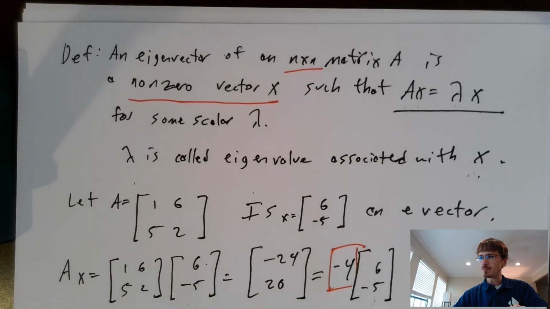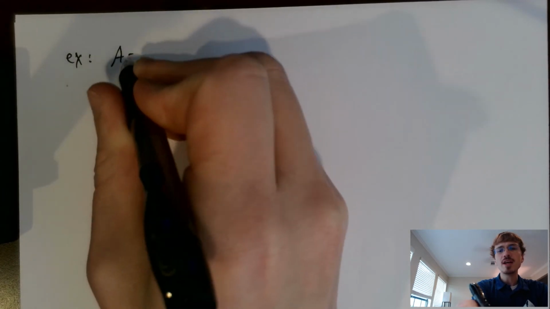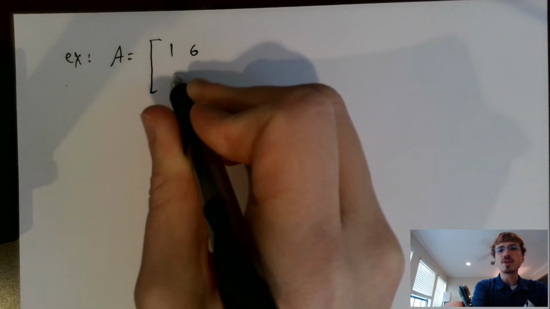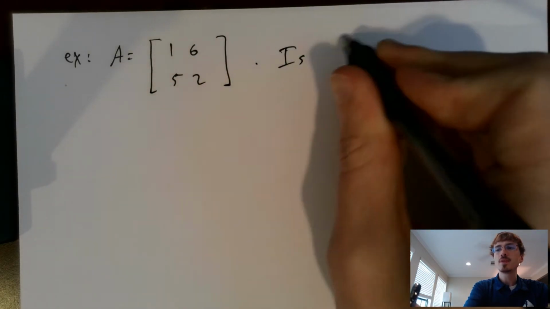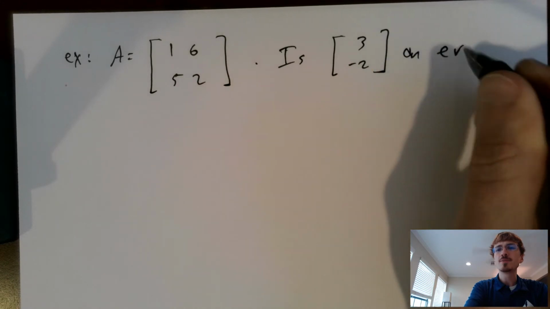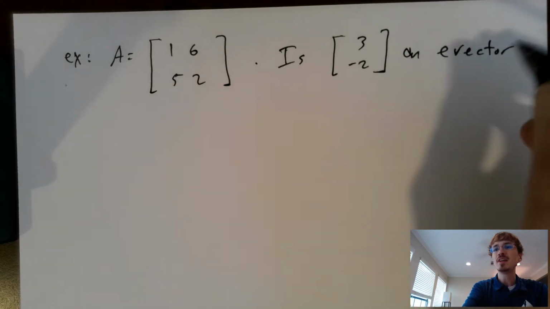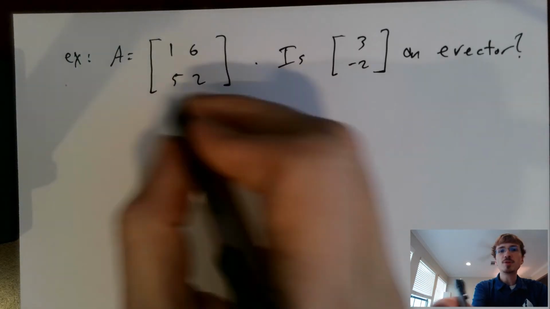Let's do another example. Suppose we have our favorite matrix A equals 1, 6, 5, 2. We'll be really creative here. Let's ask another question. Is the vector 3, negative 2 an eigenvector? Remember, e-vector just means eigenvector. Pause the video and see if you can do this yourself. Well, let's compute the multiplication.